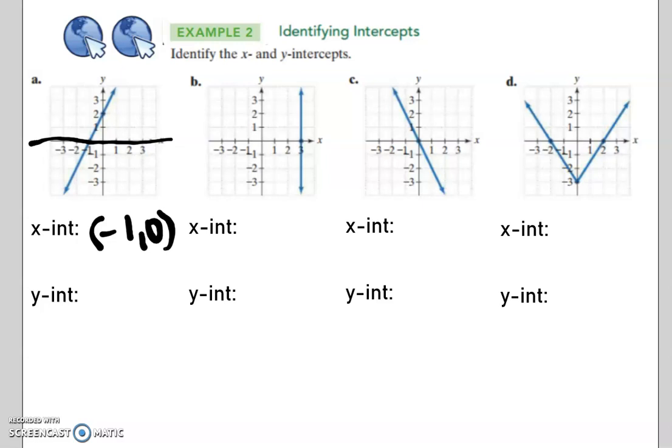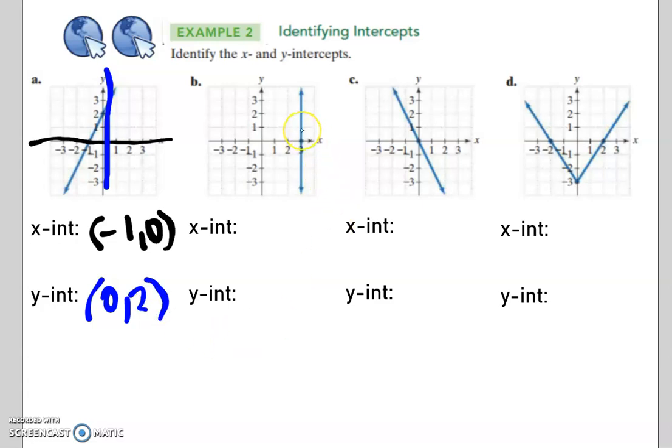My y-intercept, I look at my y-axis. Where does that blue function, that blue graph, intersect my y-axis? I can't really tell there. It's 2. (0, 2) is my y-intercept.